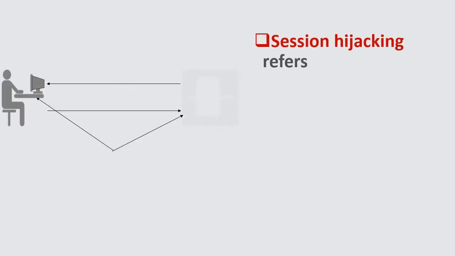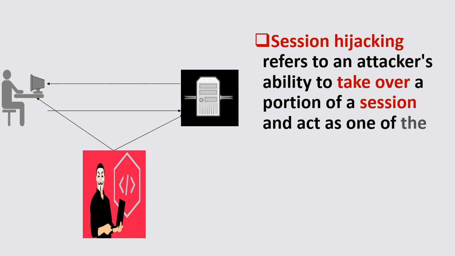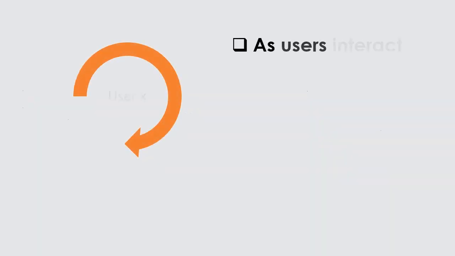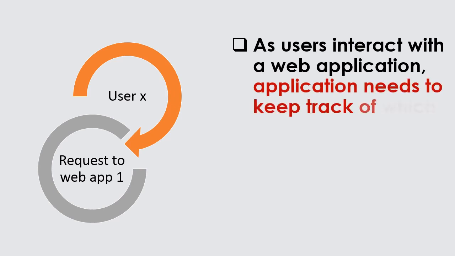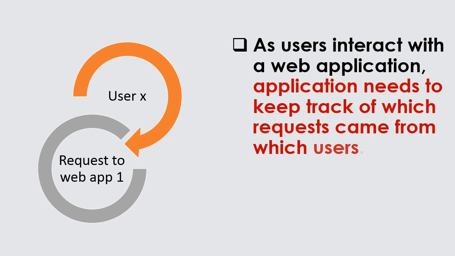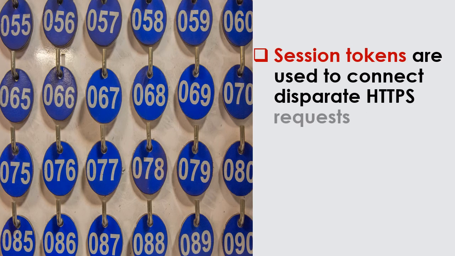Session hijacking refers to an attacker's ability to take over a portion of a session and act as one of the participants. As users interact with a web application, it needs to keep track of which requests came from which users. Session tokens are used to connect disparate HTTPS requests to a single user.